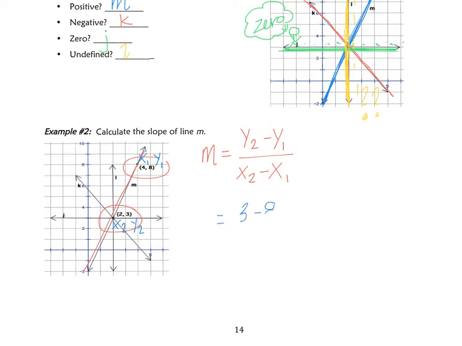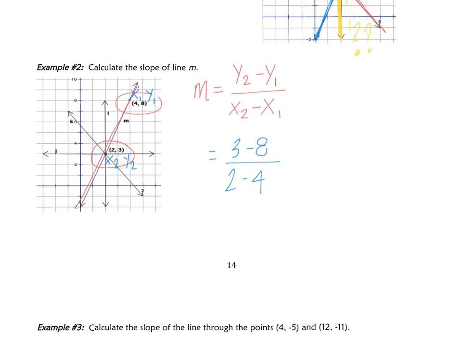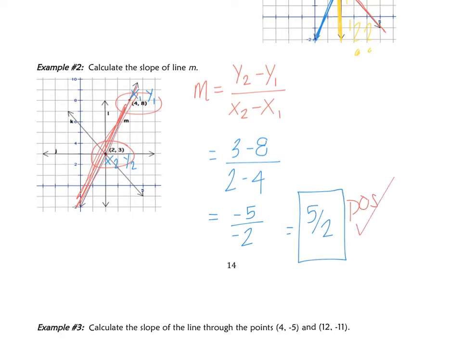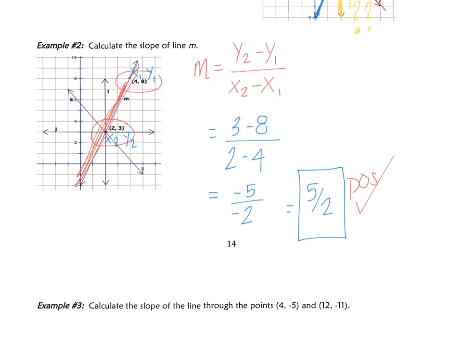3 minus 8 over 2 minus 4. Keep going. Negative 5 over negative 2. Always simplify, so it would be 5 over 2. This is my slope. Do a quick check for yourself. This is a positive slope. Does it make sense then that our line is increasing as we read? Yes. Perfect. Little check, I did it right. Okay, let's flip over to the next page.